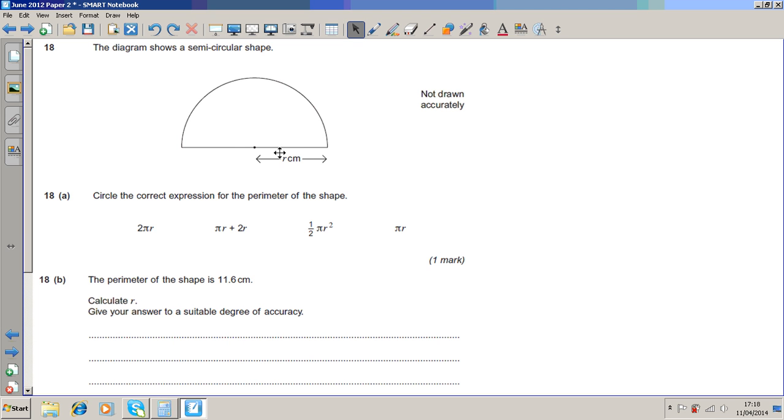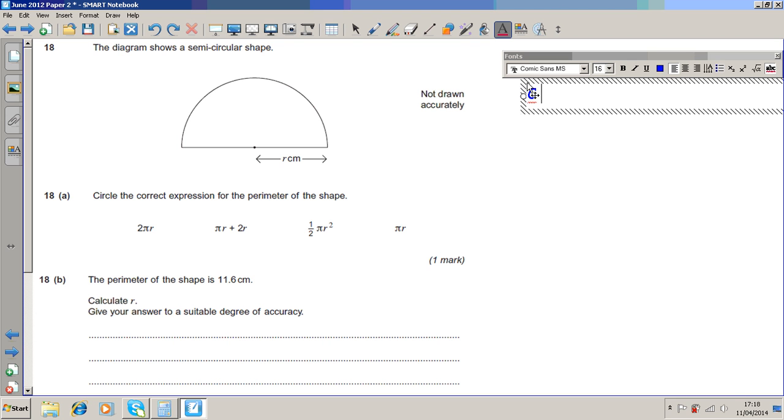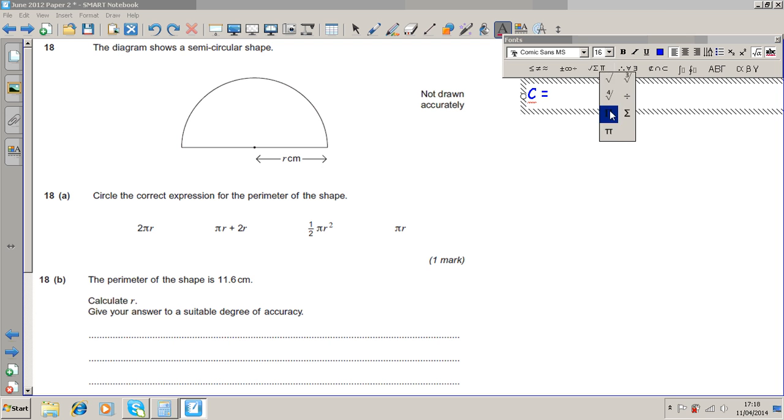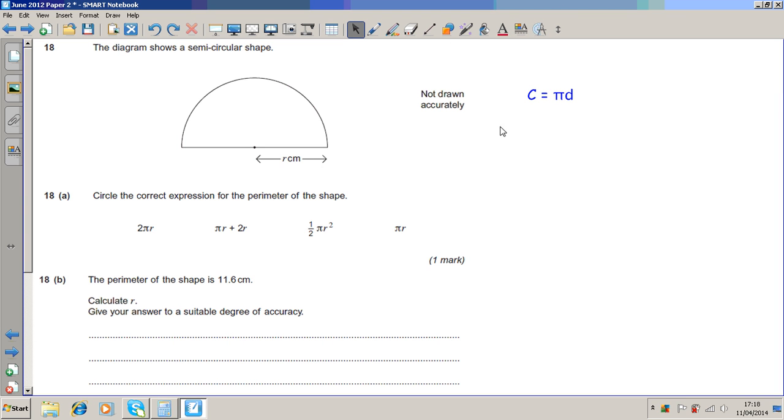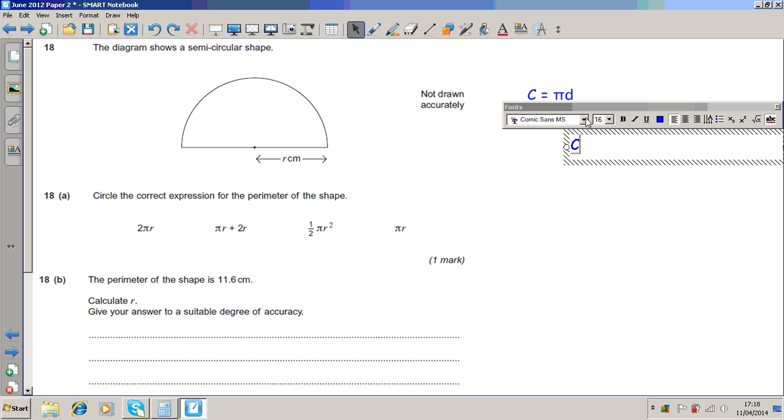The diagram shows a semicircular shape. Circle the correct expression for the perimeter of this shape. Right, well, first of all, get the rules down. Circumference is pi times diameter, and the diameter in this one is 2 times the radius. So the circumference is going to be pi times 2r. Well, let's write that as 2r pi instead.